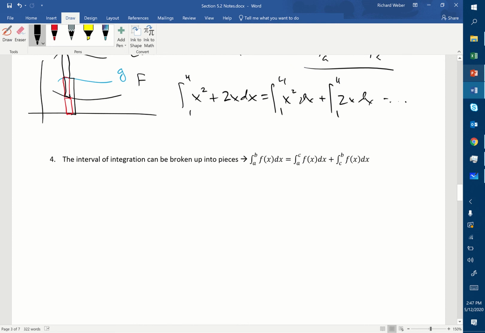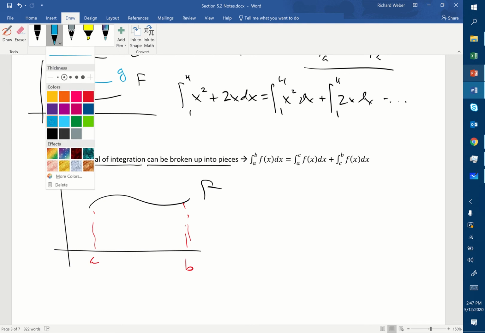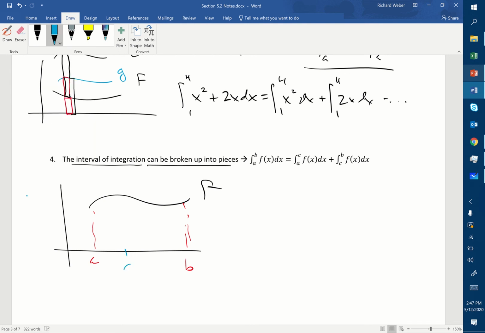Here's another one that's really cool. It says the interval of integration can be broken into pieces. That's my wording. Okay, so here you got your typical f, and someone says integrate from a to b, but for some reason, maybe there's an asymptote or maybe something is in the way, there's a reason you're going to maybe think about doing this particular move right here. That is to say, pick a c in the middle and drop it down, okay?